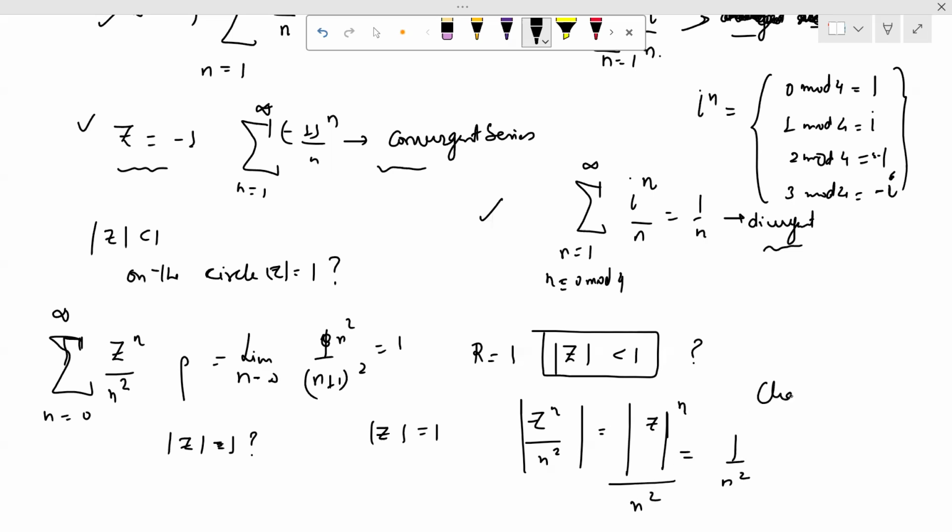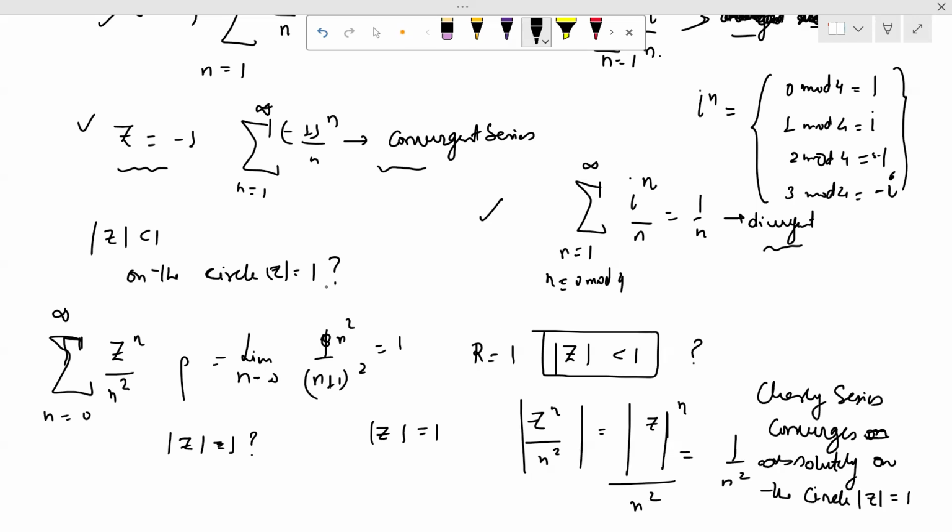So clearly, the series converges absolutely. The series converges absolutely on the circle also. If a series is absolutely convergent, then it is convergent. So clearly, the series converges absolutely on the circle of convergence, that is, mod z equal to 1.